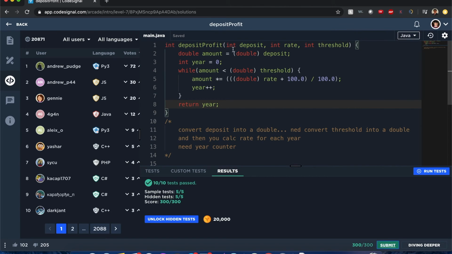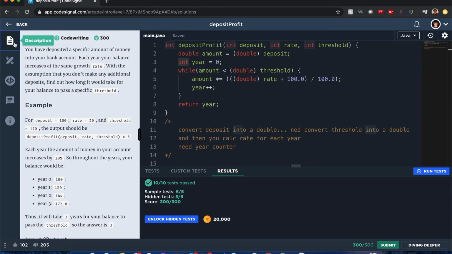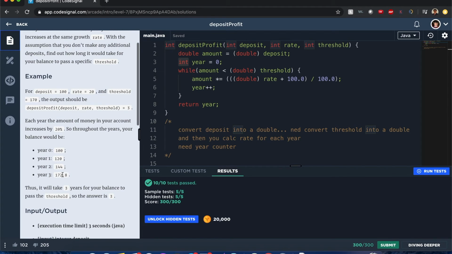So let me show you how I did this. First, you had to convert this to a double because you could tell from the problem that you want to be very specific with that threshold when you increase it each year, unless you're a very bad bank. You initially start with year equals zero because that's when you deposit. The rate is always going to increase, between 1 and 100%, which is good.